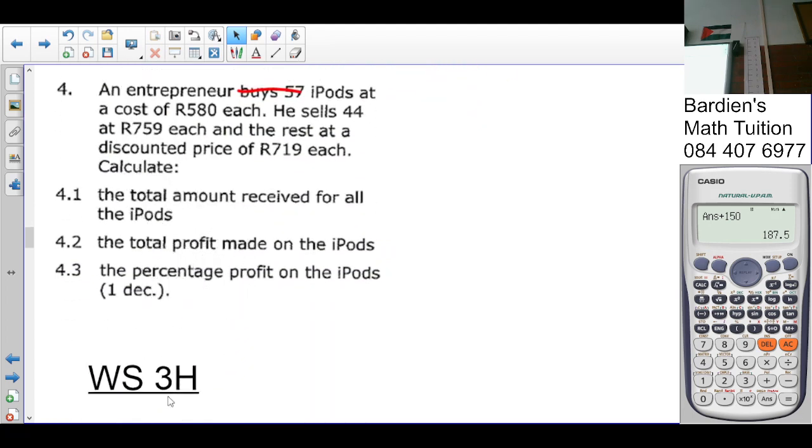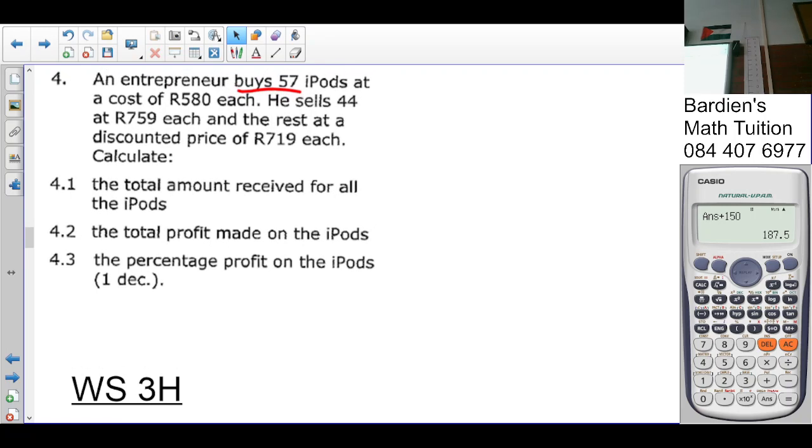Number 4. An entrepreneur. What's an entrepreneur? Yes, a person who starts a business or has his own business. Buys 57 iPods. You guys know what the iPod is? Yes. Those small ones, but you don't get that anymore. So the day your children are going to read this, they won't know what it is.